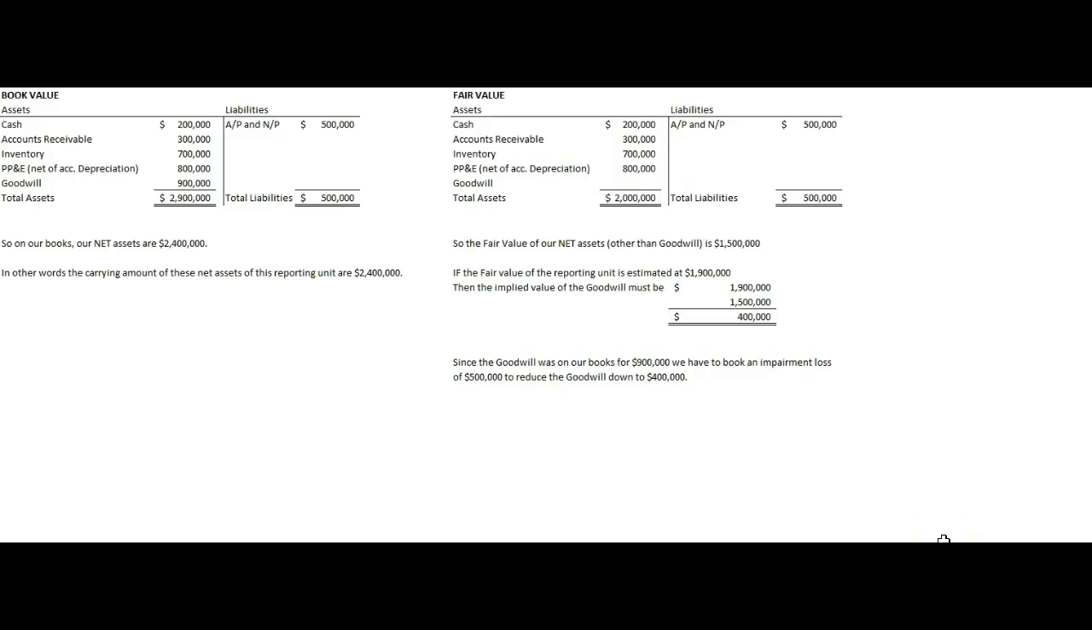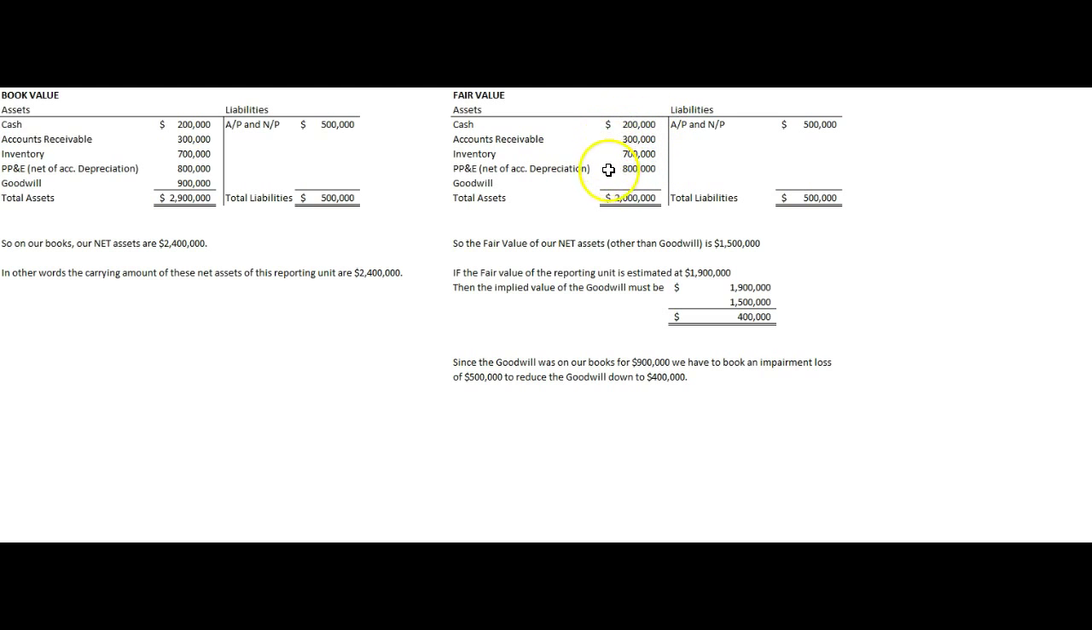Same facts, except the only thing that's changed is that this reporting unit, instead of being worth, say, $3 million, we discover it's worth $1.9 million. So now we're going to have to do that second test. We're going to have to figure out what the implied value of our goodwill is.